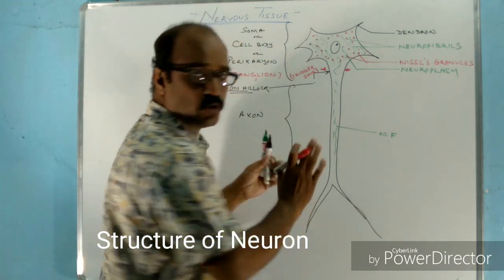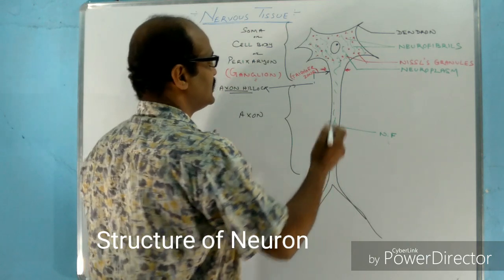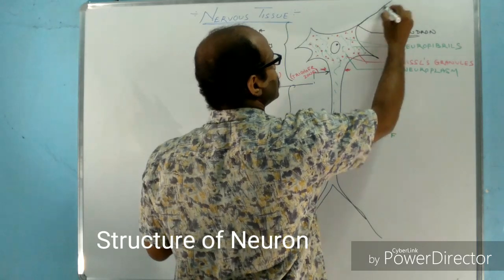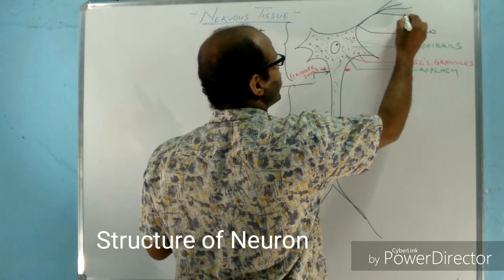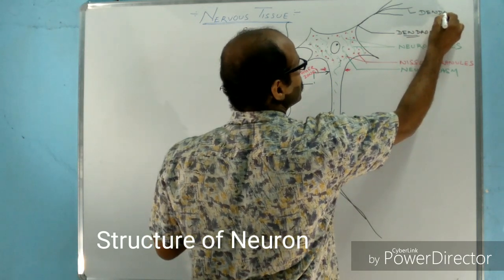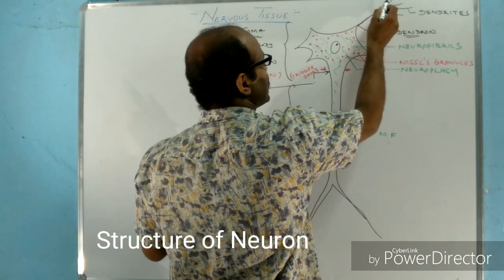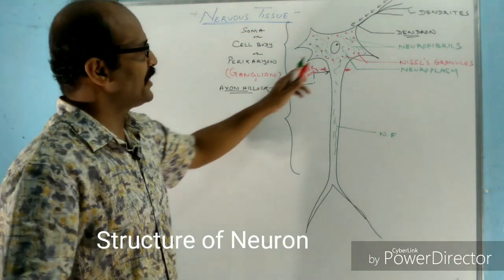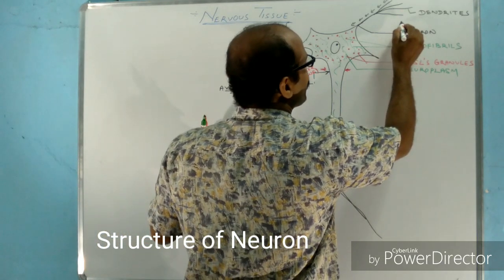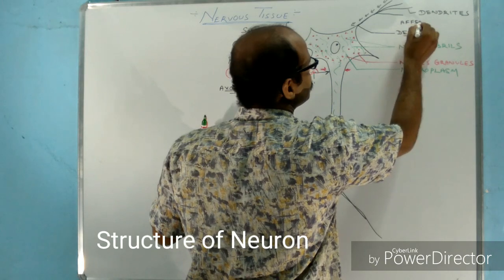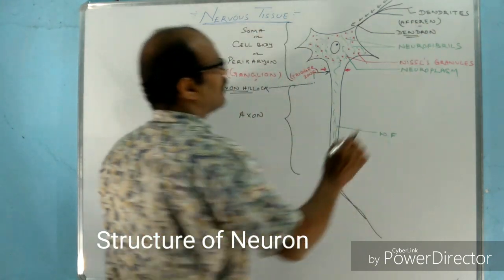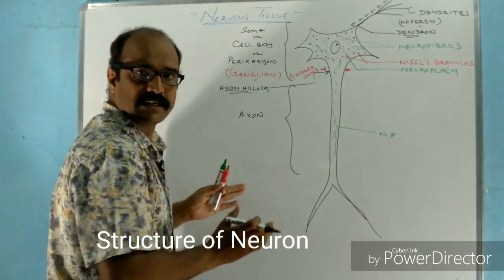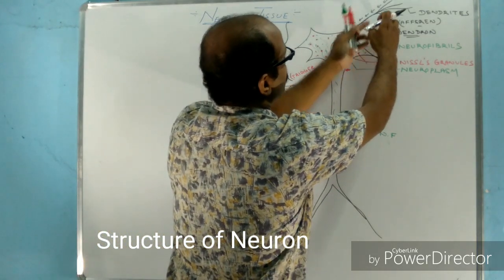And this is the cyton. Cyton has two types of processes. One is the dendron, and the dendron again branches into dendrites. These dendrites convey the nerve impulse towards the cyton. That's why this dendron or dendrites is known as the afferent processes. Such dendrons are many in number for a single neuron, and the size is smaller, and they are branched.